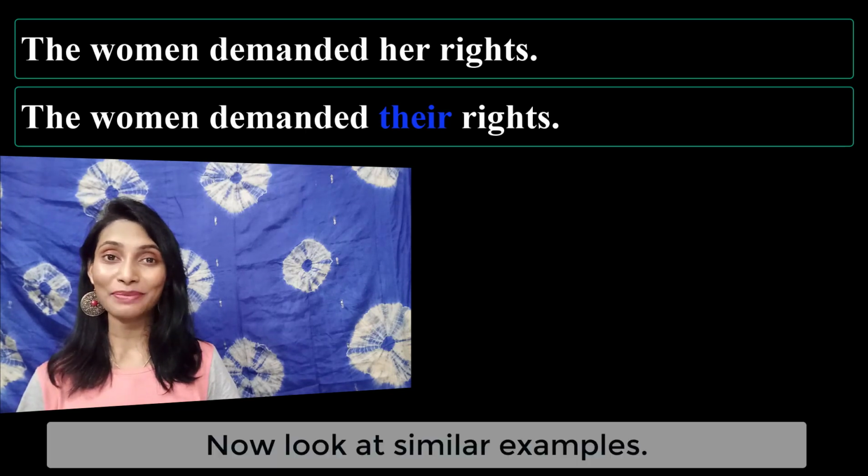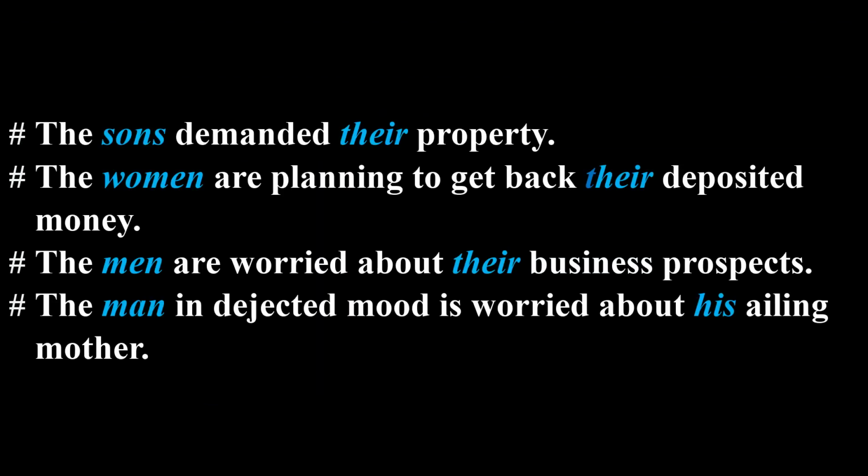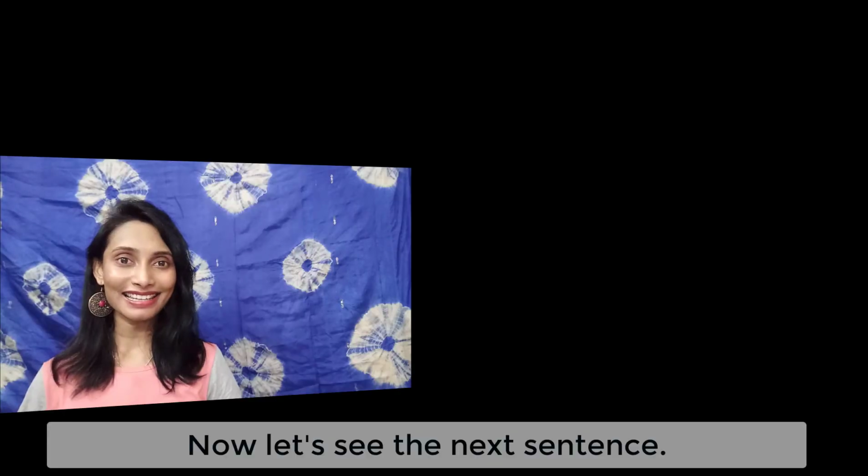Now look at similar examples. The sons demanded their property. The women are planning to get back their deposited money. The men are worried about their business prospects. The man in dejected mood is worried about his ailing mother. Let's see the next sentence.